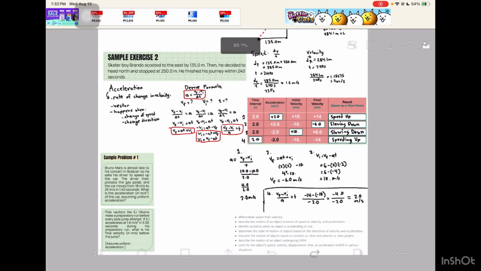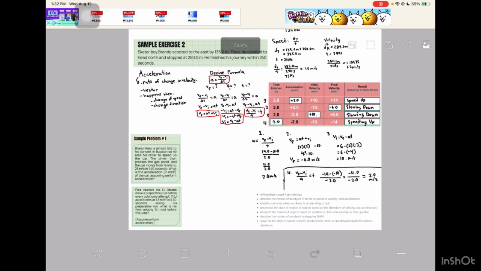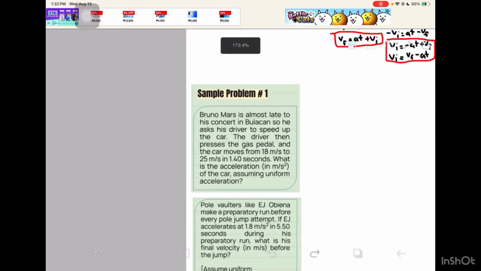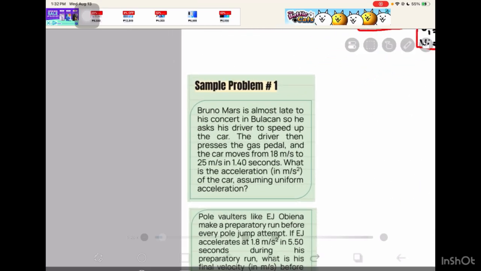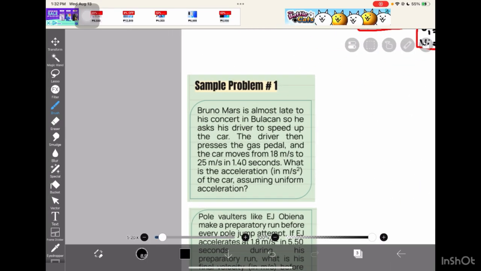Alright, so now that we have the basics done, let's try to apply it. Let's start with this one. Bruno Mars is almost late to his concert in Bulacan, so he asks his driver to speed up the car. The driver then presses the gas pedal, and the car moves from 18 meters per second to 25 meters per second in 1.40 seconds. What is the acceleration in meters per second squared of the car, assuming uniform acceleration?